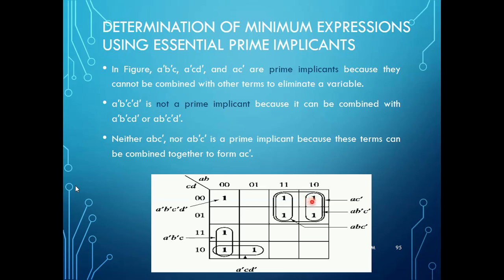So there are two possibilities for combining this one here. You may be thinking whether to combine with this one or this one. So we conclude that this term, A bar, B bar, C bar, D bar, is not a prime implicant.